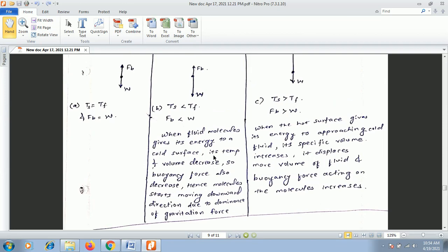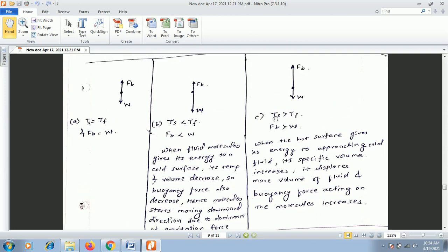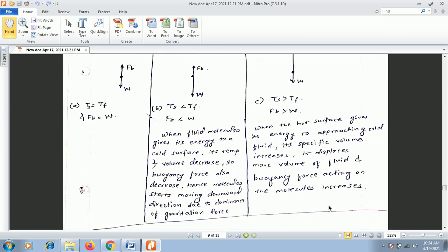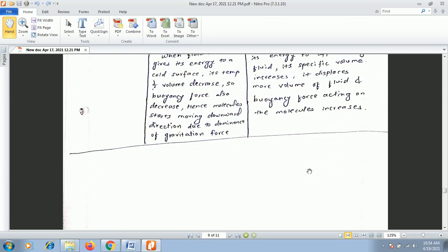While in the third case, when the surface temperature is more than the fluid temperature, in that case the buoyancy force will be more than the weight. When the hot surface gives out its energy to the approaching cold fluid, its specific volume increases. It displaces a greater volume, and the buoyancy force acting on the molecule will increase. So in the second case, the gravitational force is going to be dominant, and in the third case, the buoyancy force is going to be dominant.